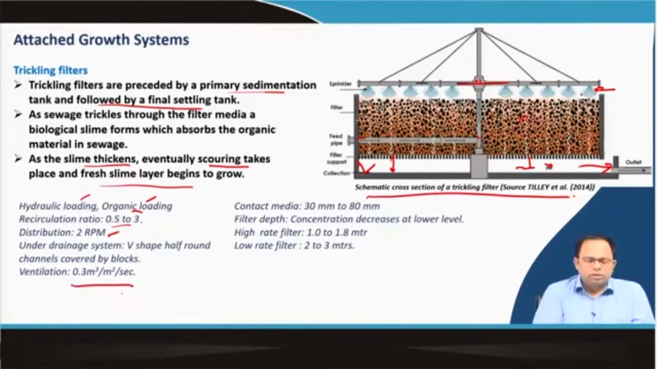Some amount of ventilation could also be put in, that is 0.3 meter cube per meter square per second, and the contact media is 30 mm to 80 mm in size. Filter depth: gradually concentration decreases at lower levels, and for high rate filter the depth is 1 to 1.8 meters, and for low rate filter the depth is 2 to 3 meters. So, that means we give lesser treatment in a high rate filter. So, more wastewater can pass and be treated, whereas in low rate filter we give a higher depth, and the movement of water is also slower in this particular case.